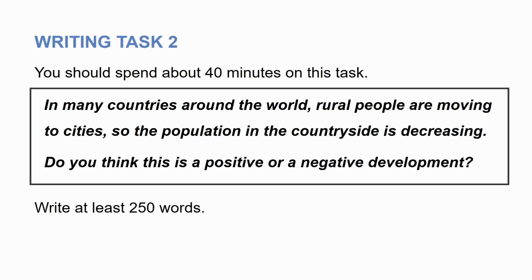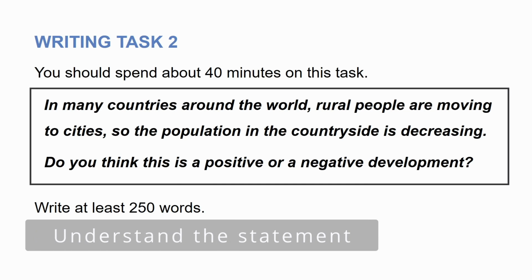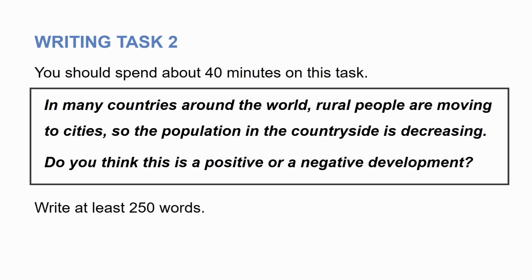All right, let's write another essay. This one is a positive negative essay, or positive negative development, from IELTS Academic 18. As usual, the first step is to read and understand the statement and the instruction. The statement reads, in many countries around the world, rural people are moving to cities, so the population in the countryside is decreasing. So the instruction is, do you think this is a positive or a negative development?